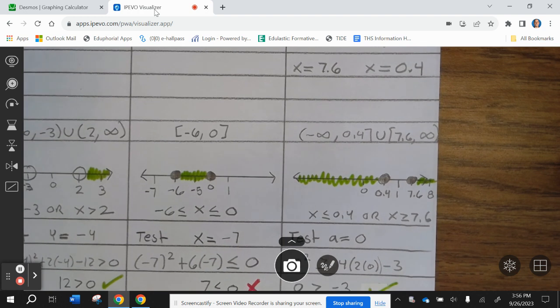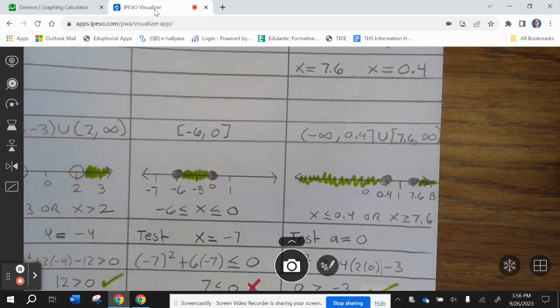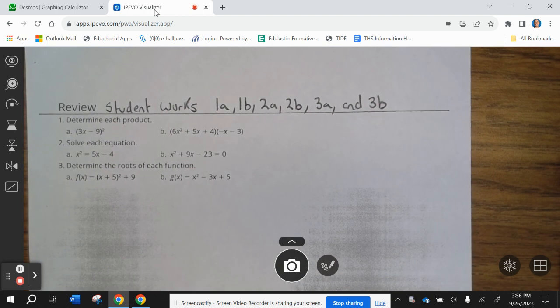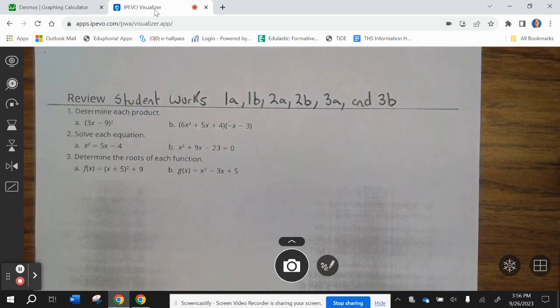All right, let's take a look at the next page. All right, student works 1A, 1B, 2A, 2B, 3A, and 3B. So start working on your assignment and have a wonderful Wildcat day.